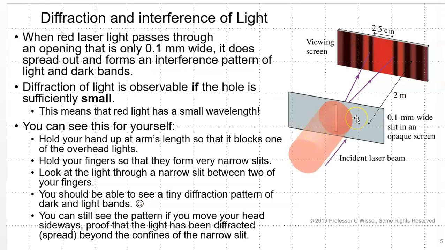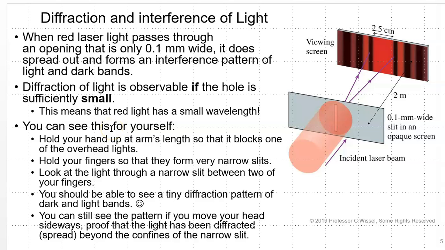Okay, now you can do this. You don't need just two slits. One slit will work. When you put laser light incident on a narrow slit, the slit is only 0.1 millimeters wide. You can barely see that with your naked eyes. It spreads out and forms an interference pattern of light and dark bands. The diffraction of light is observable if the slit width is small. This means that even red light, which has the longest wavelength of all the visible light, has a very small wavelength. And you can actually see this for yourself.